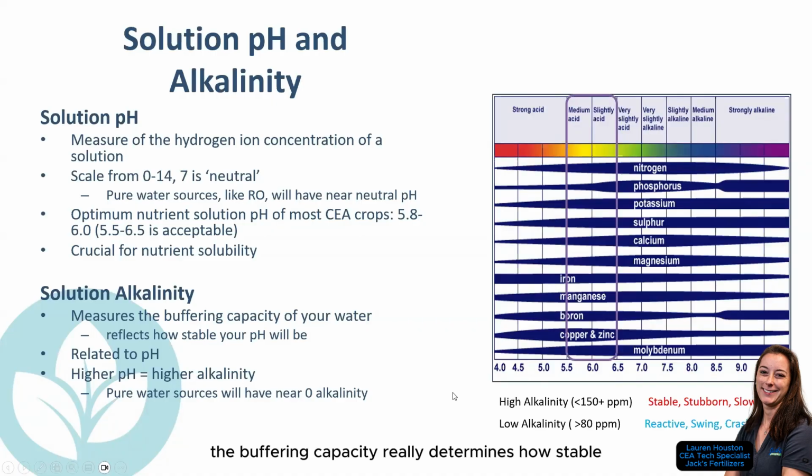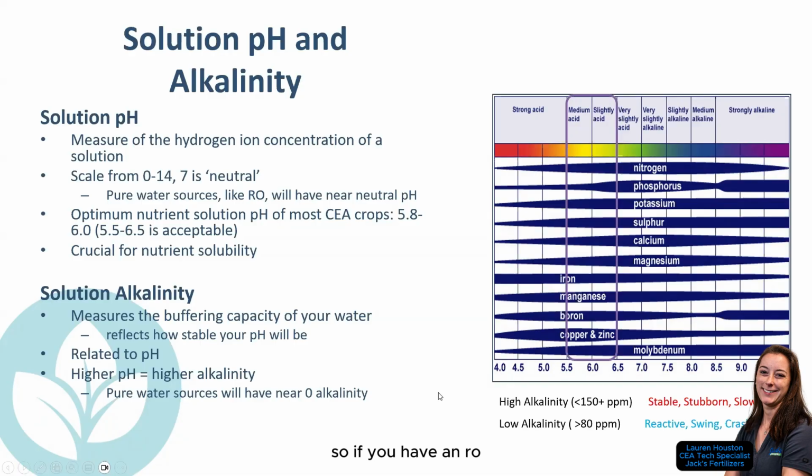The buffering capacity really determines how stable your water and your solution are going to be. So the lower your alkalinity, the more a solution is going to be able to change. The pH is going to change and swing over time. And the higher the alkalinity, the more stable it's going to be, but it could also be more stubborn. So having a higher alkalinity isn't necessarily a good thing, but it's also not necessarily a bad thing.